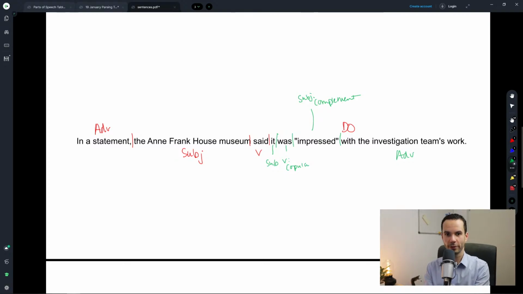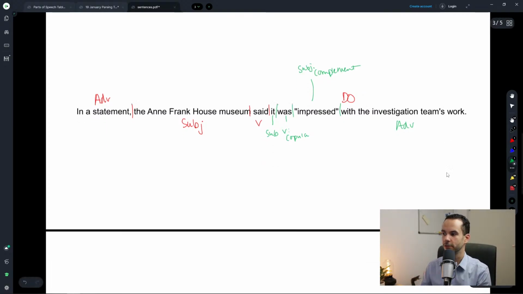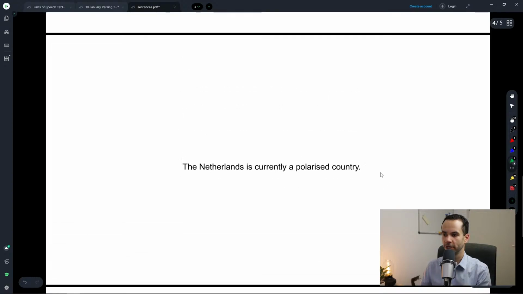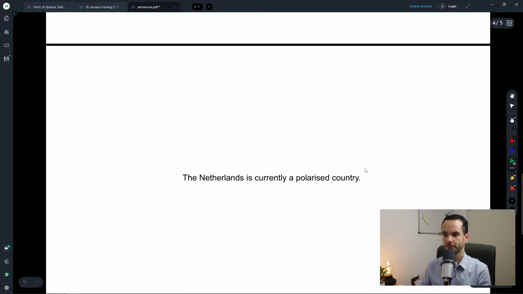Again, I will look at the questions after we've done the 5 sentences, and we're now moving on to sentence number 4, sorry. So in this text, they said the Netherlands is currently a polarized country. Now, of course, it's not my opinion in any way, but I thought it was a very good sentence because it has another nice construction.